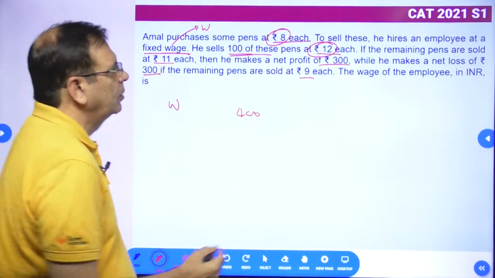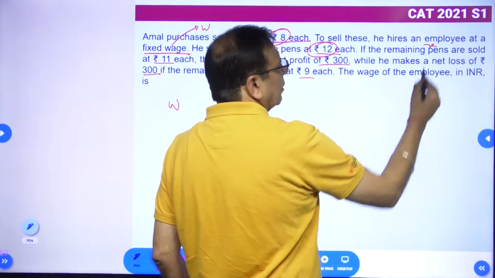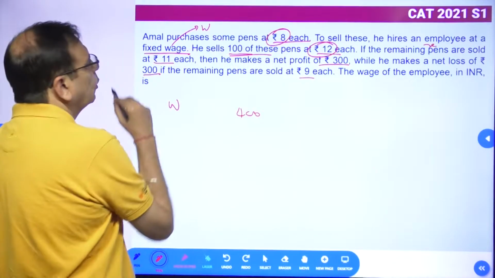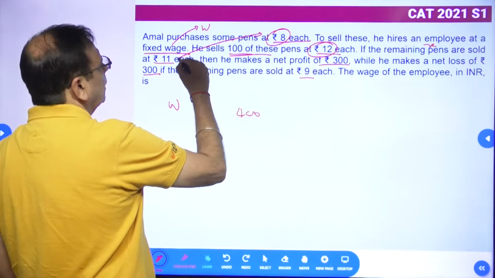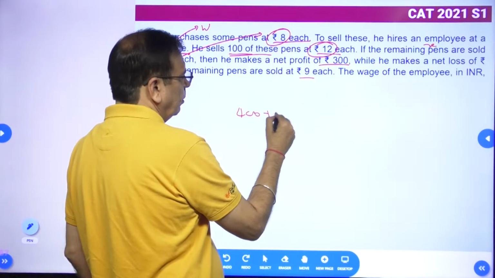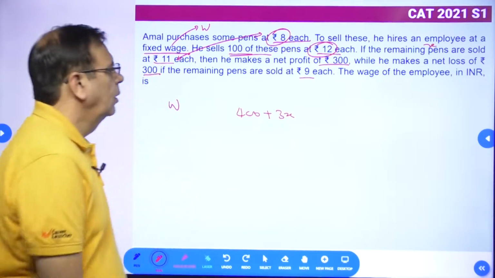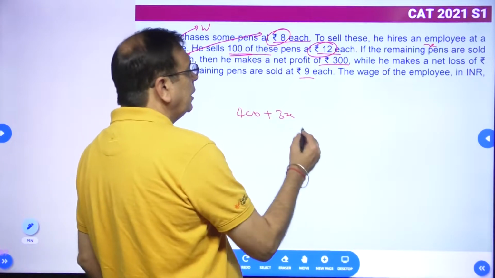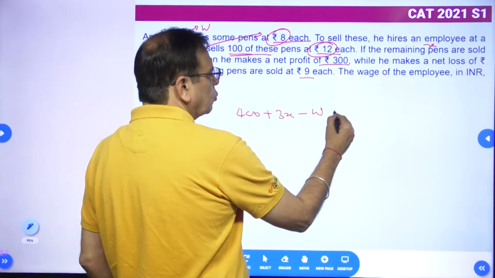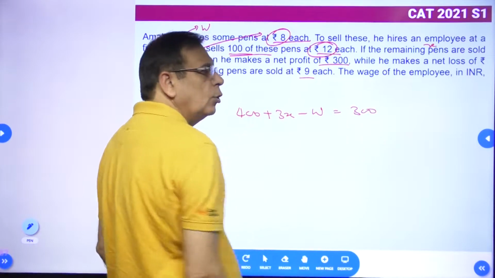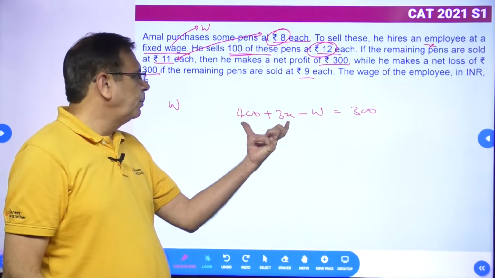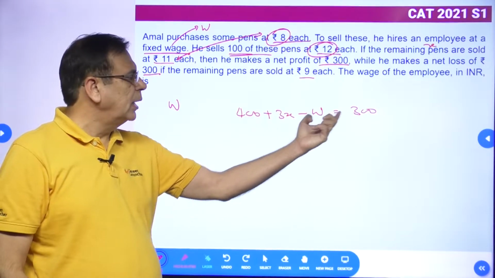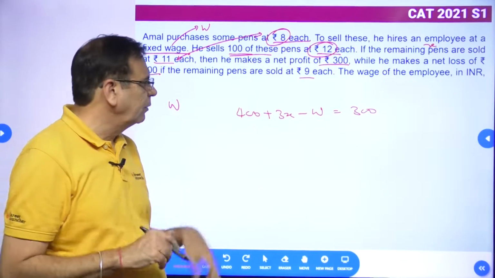Remaining pens are X. Let me assume the remaining pens to be X in number, sold at 11 rupees each. That means his profit will be 3 rupees per pen, so plus 3X. This becomes the total profit. He ends up making a net profit of 300. Why? Because he also has to pay the employee W rupees. So profit on pens minus the wage of the employee is equal to 300 rupees. That's what we have been told.